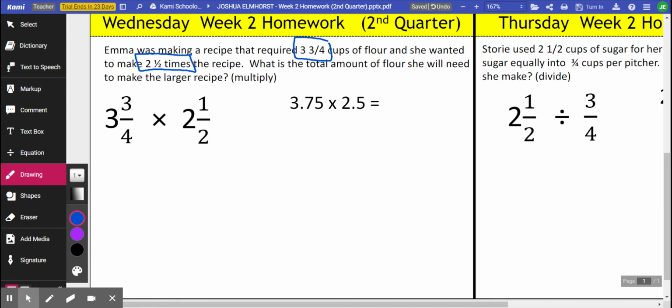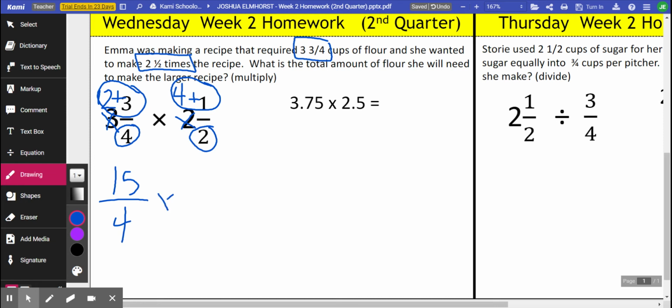And we've been working on this in class. Before we multiply the fraction, we need to regroup. So we need to get this whole number back up in the numerator. So we're going to do 4 times 3, which is 12. And we're going to do 2 times 2, which is going to be 4. So now we're done with the whole number. And now we're going to have to rewrite the fractions here. 12 plus 3 is 15. And then 4 plus 1 is 5.